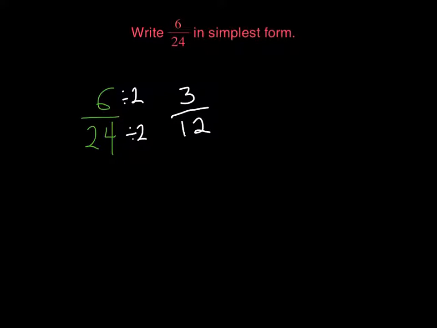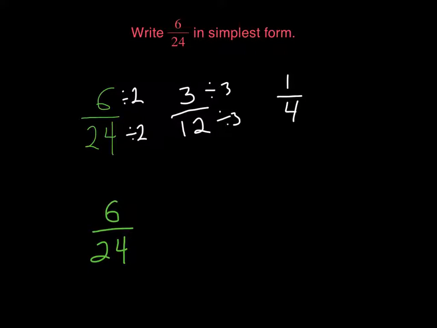Well, let's see, a factor of 3 is 3, and a factor of 12 is also 3. I can count by 3's to get to 12. So I can also divide this by 3. And now 3 divided by 3 is 1, and 12 divided by 3 is 4. Now the only factor in 1 right here is 1. So this is simplest form, because the only thing I could divide both these by would be 1. And if I did that, I would still get 1/4. It would be the same answer. So that would be my simplest form.